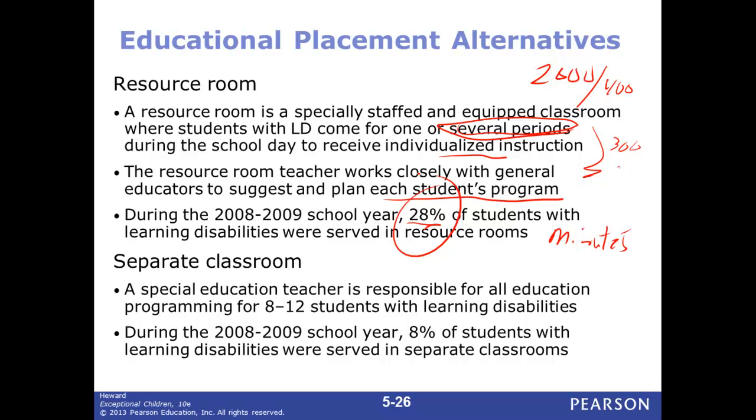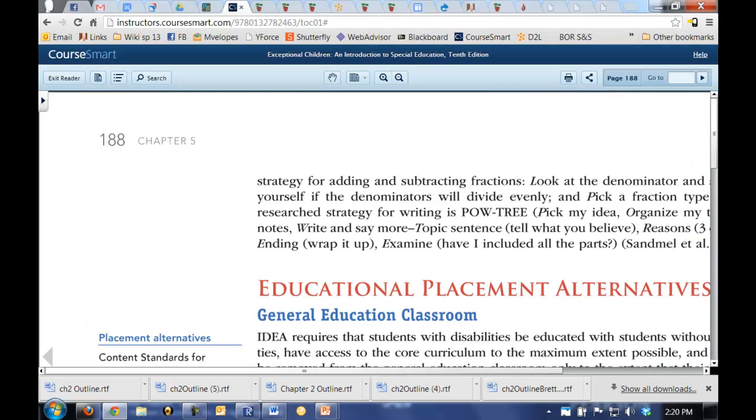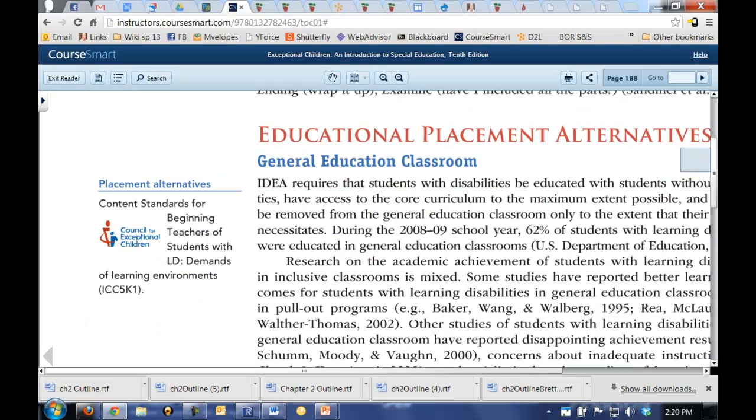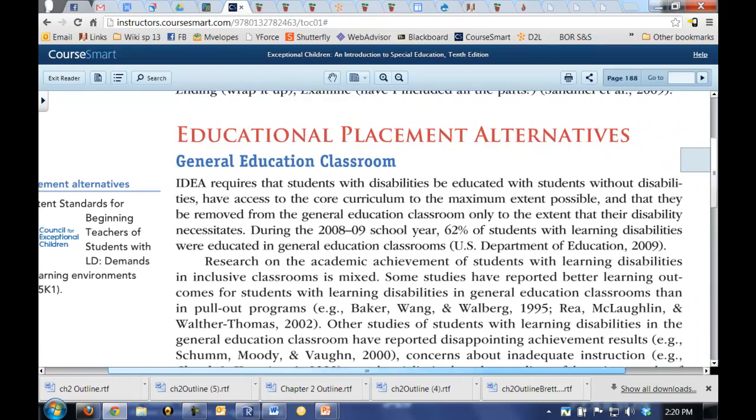Then separate classroom, responsible for all education programming to 8 to 12 students, 8%. And often, and again, this is my perception, this has to do with behavior. That's the only reason I can think of they'd be in the separate classroom, is behavior. Let's go back to the textbook and see if they have any more insight on that.